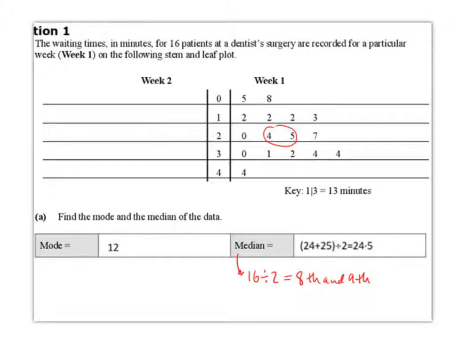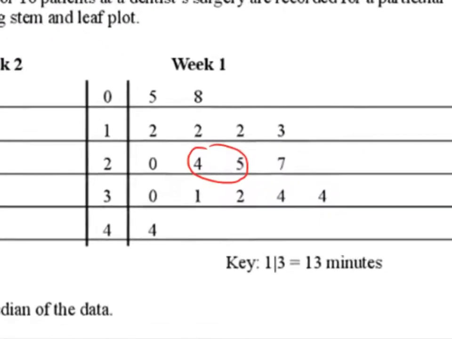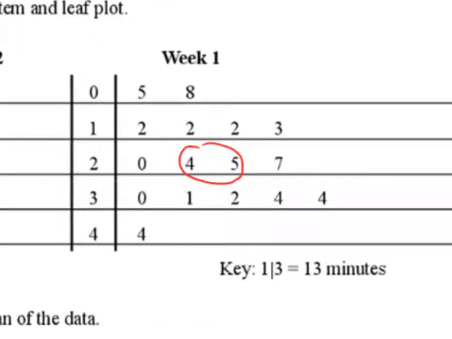Now the other way is to take our values, the first and last value, and cross it off. So the first is 5, the last is 44. Then I cross off the first and the last again, then the first and the last, and so on, and you can see I'm clearly left with 4 and 5, which represents 24 and 25. So halfway between 24 and 25 will be 24.5. So the mode is 12 and the median is 24.5.